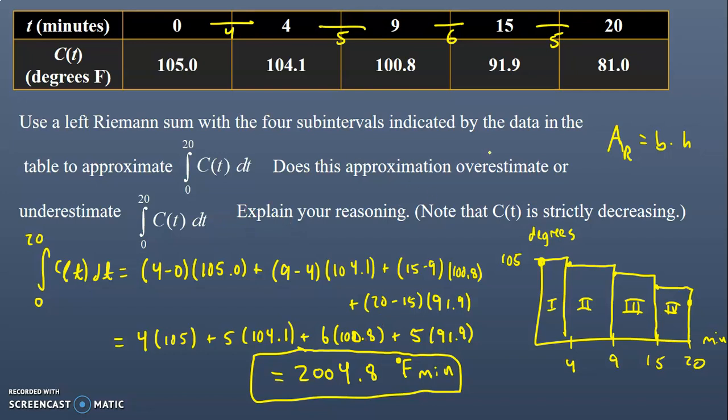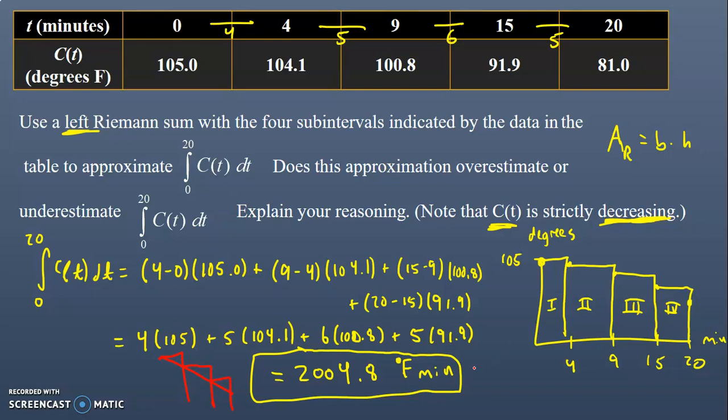So does this approximation over or underestimate the actual definite integral? We don't even need to think about this picture necessarily. Just think about the fact that C is decreasing. If we do a left sum on a decreasing function, let's look at the simplest version possible. The simplest decreasing function I can think of is a linear function. And if I'm doing a left Riemann sum, then all of these rectangles are going to be above the function. So this is going to be an overestimate.